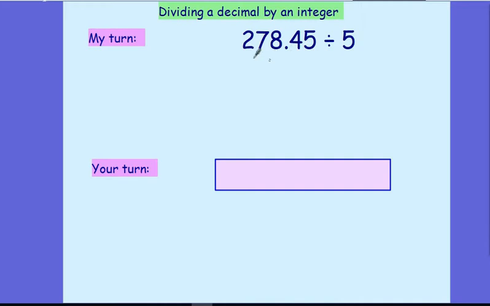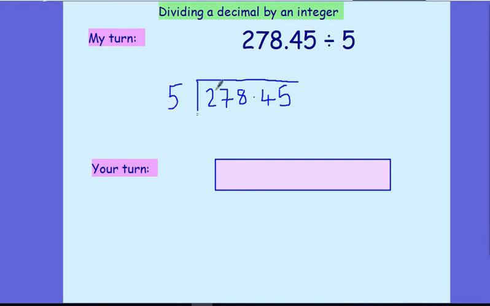So if I've got to do 278.45 divided by 5, the first thing I'm going to do is draw myself a bus stop. There it is, I've got 278.45 underneath my bus stop.